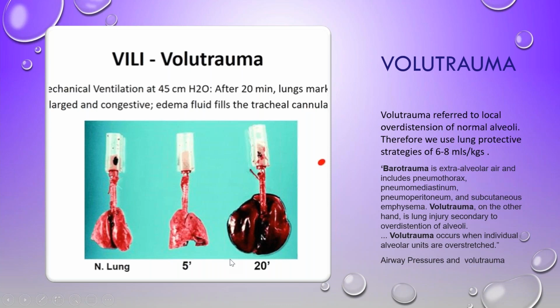Volutrauma, on the other hand, is lung trauma secondary to overdistension. So you cause this barotrauma, and then you get volutrauma because of the overdistension here. Volume trauma occurs when the individual units have overstretched and they start bleeding. And how do you know this? This is often when you start getting pink secretions coming up.